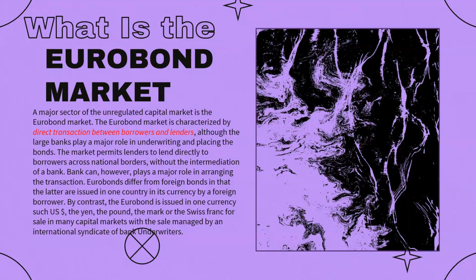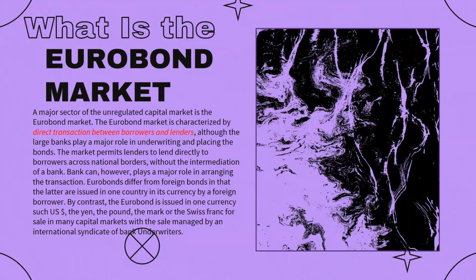So there's an intermediation by the banks, no? But basically, the Eurobond market is characterized by a direct transaction between borrowers and lenders without the need of the intermediation of a bank, no? So banks can, however, play a major role in arranging the transaction.